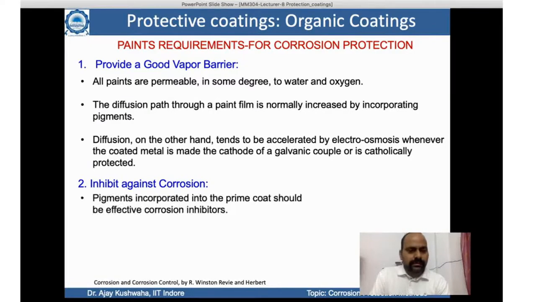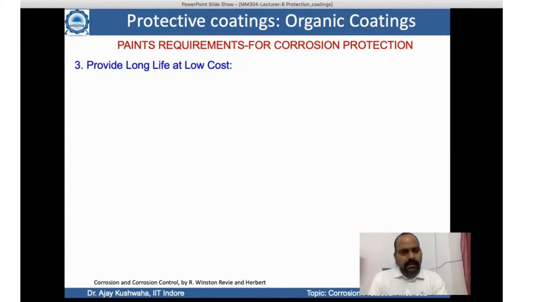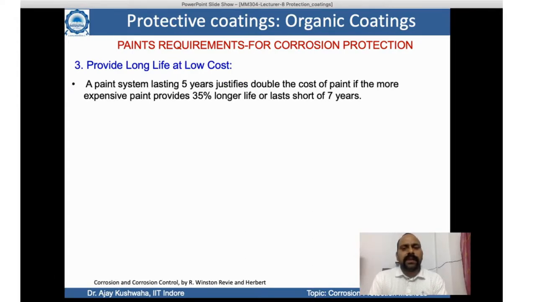Inhibit against corrosion. Pigment incorporated into the prime coat should be an effective corrosion inhibitor. It must be soluble enough to supply the minimum concentration of inhibiting ions necessary to reduce the corrosion rate, yet not soluble to a degree that it soon leaches out of the paint. So this is another property we have to look out for. The inhibitors provide long life at low cost. A paint system lasting at least 5 years justifies double the cost of paint if the more expensive paint provides 30% longer life or lasts longer than 7 years.